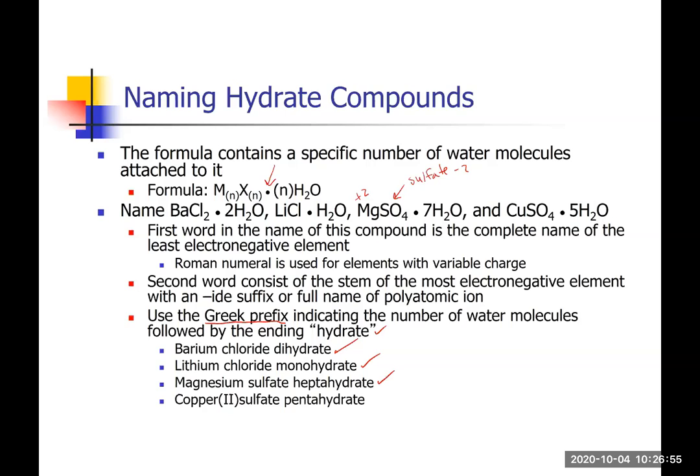The last one, copper, is a transition metal. And so the only way we will know the charge contribution of the copper is if we know sulfate. Because we have to know the charge on this polyatomic ion. It is 2-. When we know that, we know the copper has to be 2+. And so we're going to put Roman numeral 2 in parentheses right after the copper. 5 is penta, and then we'll add the word hydrate. So this is copper(II) sulfate pentahydrate.